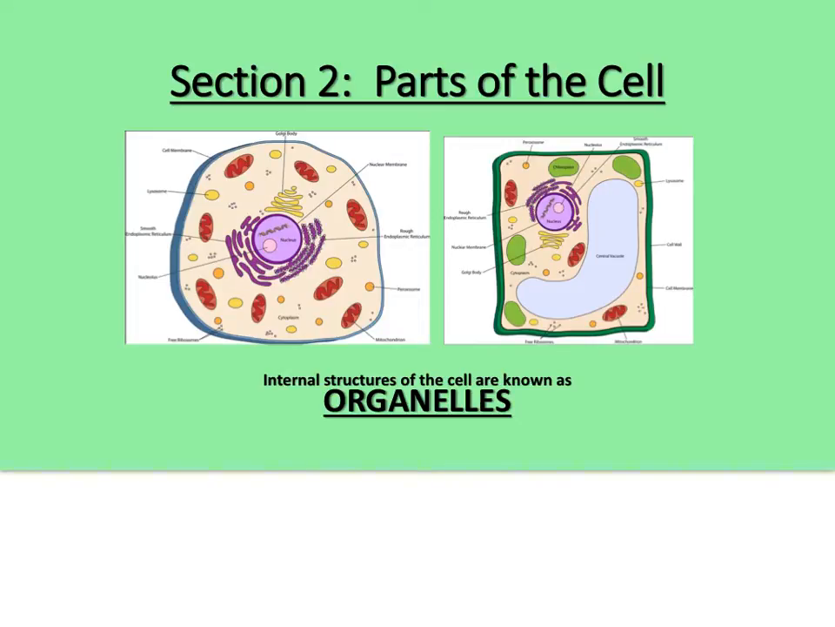Section 2 and Video 2 of our Cell Molec Part 1 notes deals entirely with the parts of the eukaryotic cell. All the internal structures that are found within a eukaryotic cell are known as organelles. It's really important that you know this term to start with. When you see the word organelle, realize that that means one of these compartments inside of a eukaryotic cell.